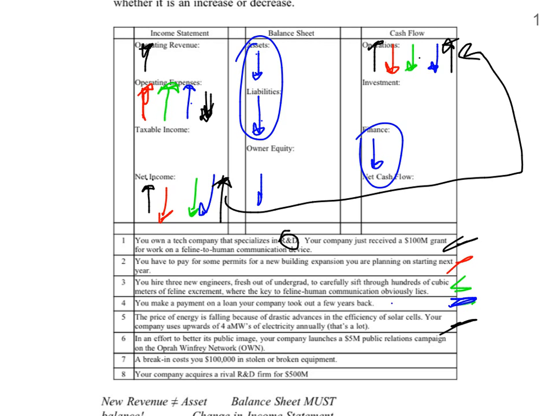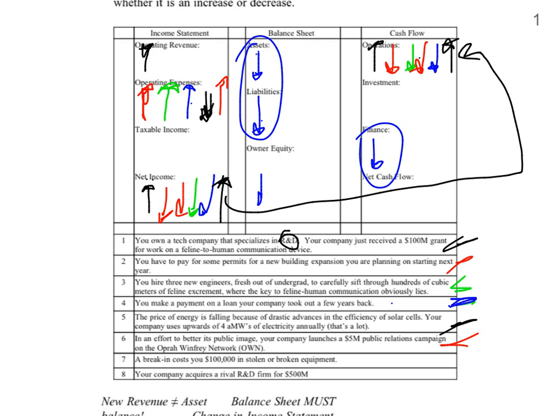Head down to 6. In an effort to better its public image, your company launches a $5 million public relations campaign on Oprah Winfrey Network. Ooh, so that's an increase in expenses, and a decrease in net income, and a decrease in cash from operations. Looks like we have just far too many expense-related things.